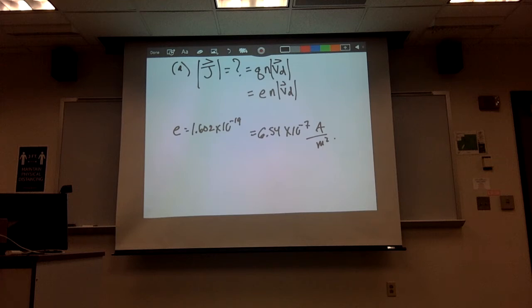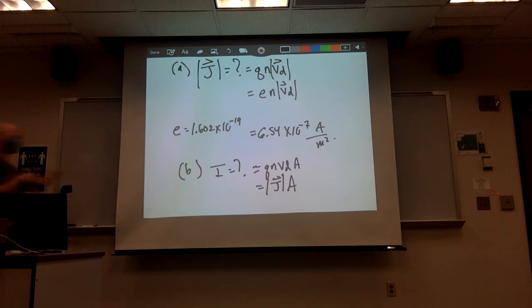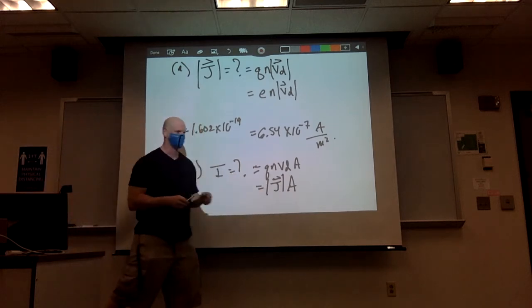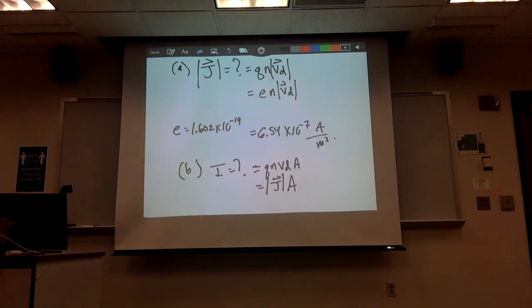Doing okay so far? Part B then says, okay, so what is the current? We also now know that the current is simply equal to the charge times the number density times the drift velocity times the area, which is the same thing then as simply the magnitude of the current density times the area. Because again, we're assuming that J is constant in this case, so we pull it outside of the integral, which means we would just get the integral, or the cross-sectional area.